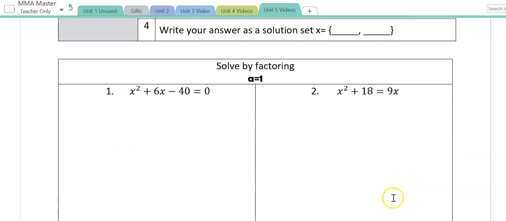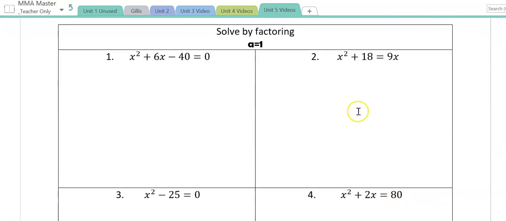So let's go down here, and we're going to solve these by factoring, doing some examples. So notice these are all a equals 1. So all your a value is going to equal 1. Our first step is set it equal to 0. So when I look at this one, it's already equal to 0. So I'm going to label my A, my B, and my C. And I'm going to do my X over here, A times C and B. Since A is a 1, that just means it's going to be negative 40 and 6.